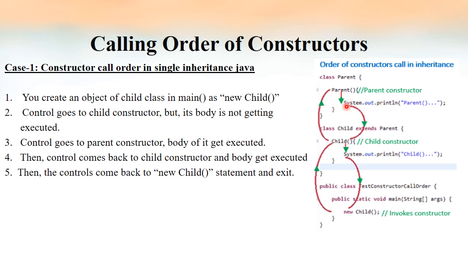Then all the lines of code inside the parent class constructor will be executed. Then it comes back to the constructor of the child class, and all the lines of code inside it will be executed. Then finally it comes back to the line from which the method call was invoked. I hope you understood the order in which the call takes place. Even if we are calling the constructor of the child class, the first constructor that gets executed will be that of the parent class.